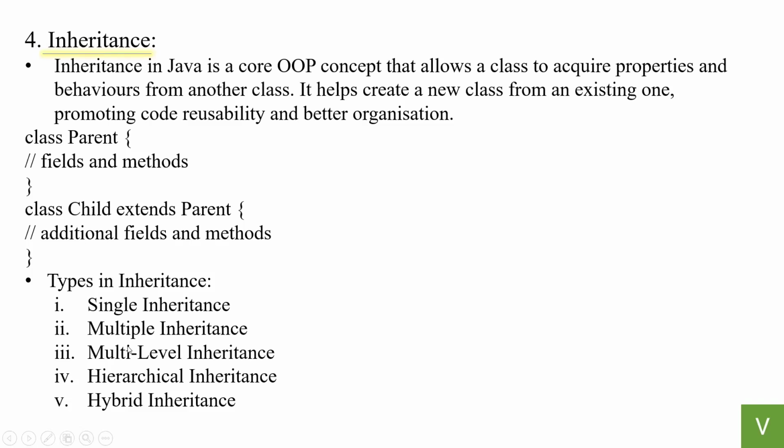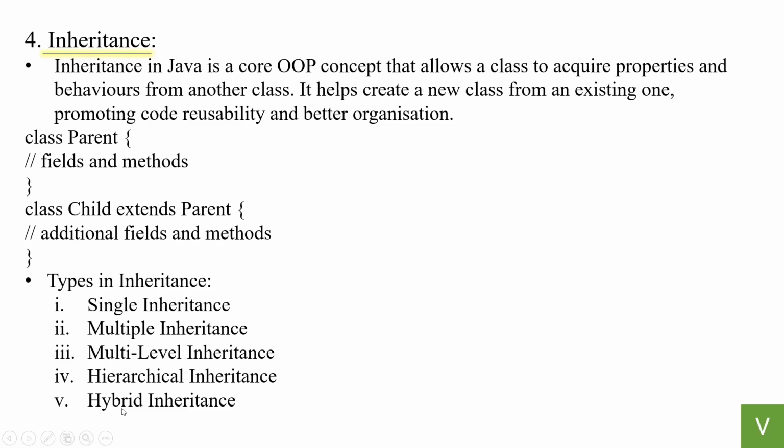Now let us look at what is meant by hierarchical inheritance. As we know, hierarchical means it consists of a tree structure. So in this hierarchical inheritance, a single parent class will be present. From that parent class, multiple child classes can be derived. This is known as hierarchical inheritance. That is, from a parent class, we can derive multiple child classes or subclasses. So this is about hierarchical inheritance.